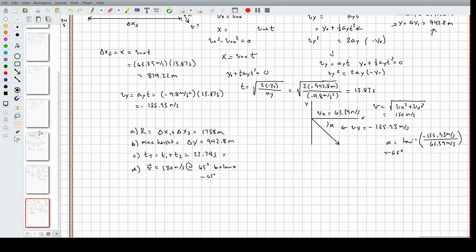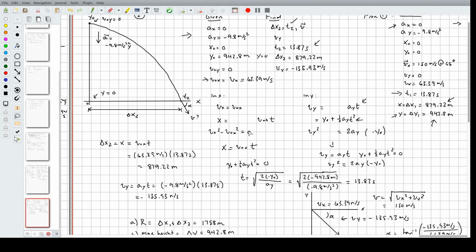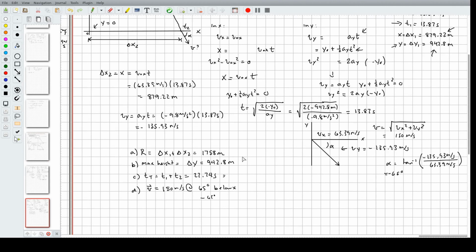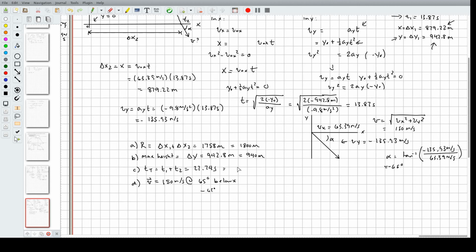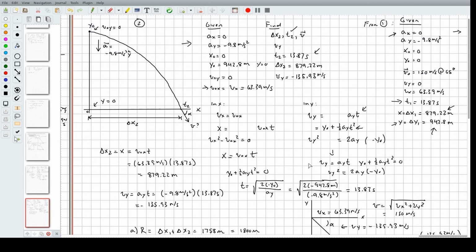Now, going over here again, note that this is 2 sig figs, this is 2 sig figs. So at the end of the day, when you round our answers here, this ends up being 1,800 meters as your displacement in x. This ends up being 940 meters as your max height, and it's in the air for about 28 seconds. Okay, and there you go. So this is how you would approach a ballistics problem.